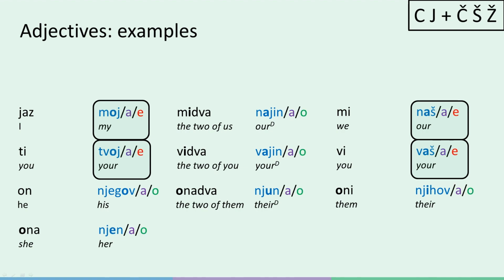Let's add the feminine and neuter variations of the possessive pronouns as well. As you can see, as expected, it's moj, moja, moje, and not mojo, tvoj, tvoja, tvoje, and not tvojo, and the same holds true for naš and vaš. So, with possessive pronouns, pay attention to these four.